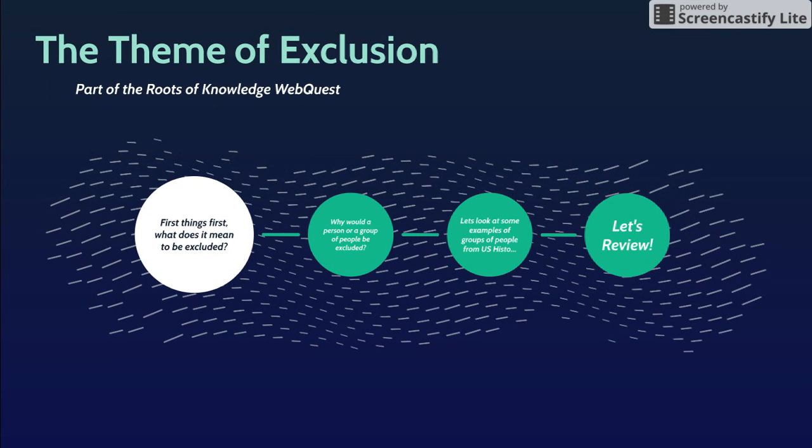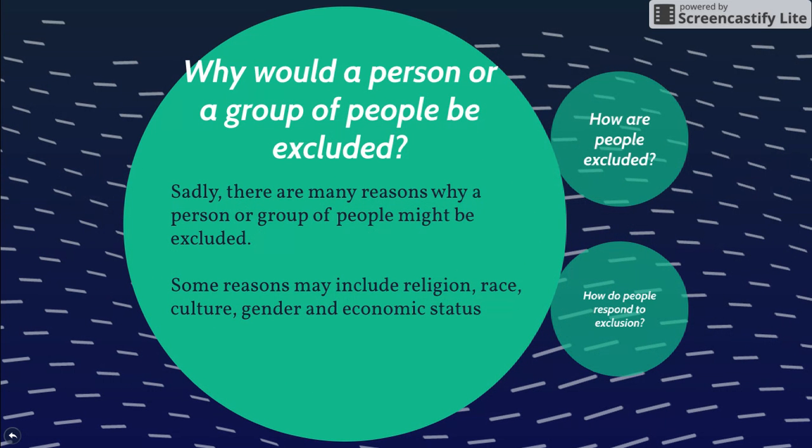Okay, so now that we've defined what the body politic is, we're going to talk about why a person or a group of people would be excluded. And unfortunately, there are many reasons why a person or group of people might be excluded. But some of these reasons might include, but aren't limited to, religion, race, culture, gender, and economic status.